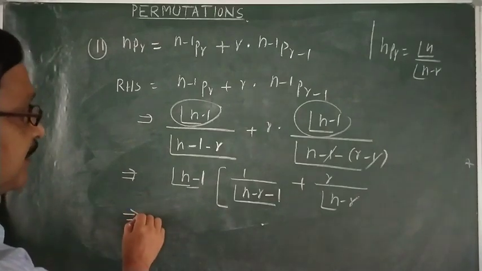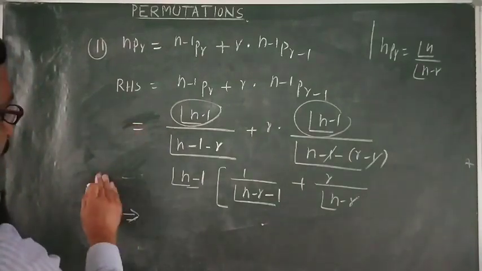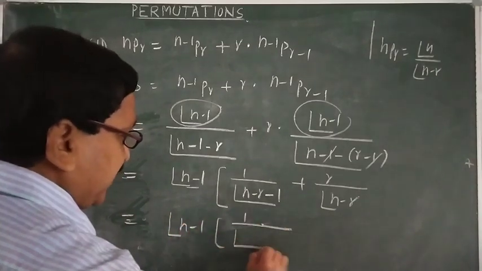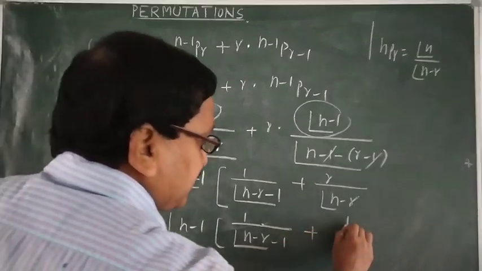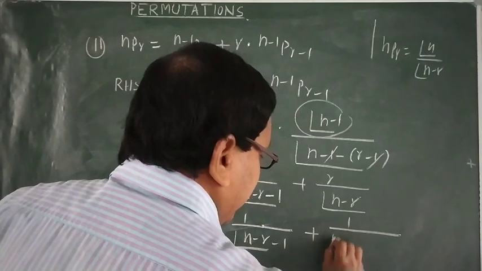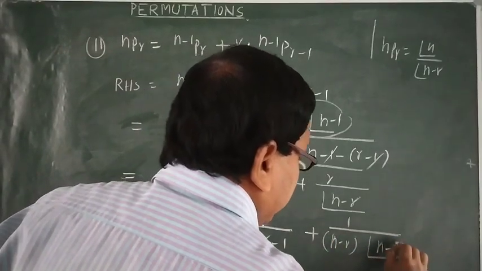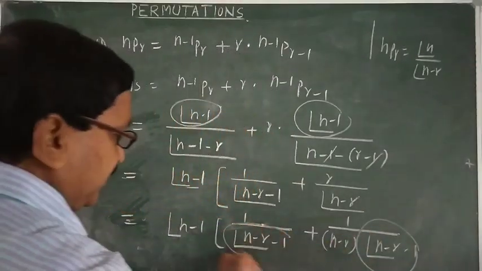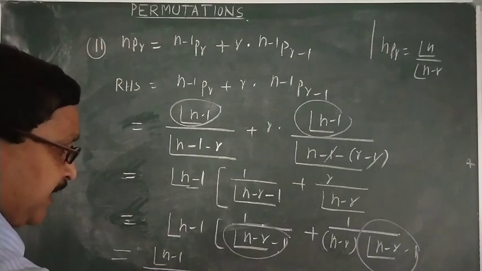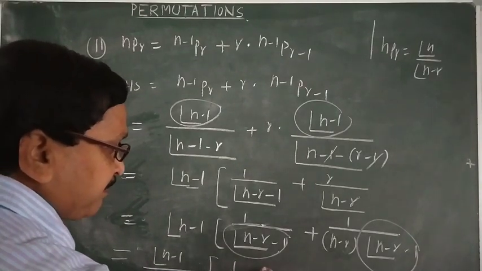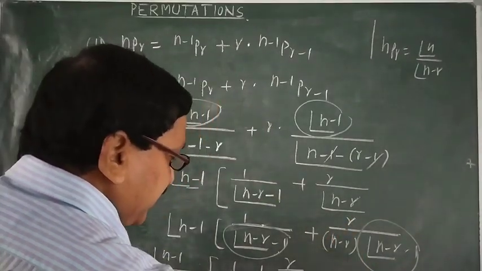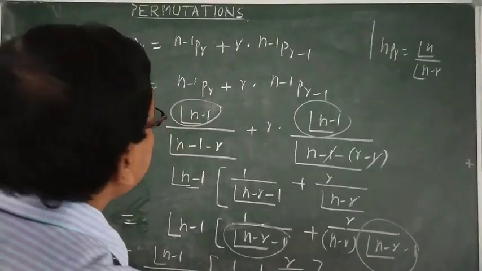Now move ahead. You can write this as factorial n minus 1 times 1 by factorial n minus r minus 1 plus r by factorial n minus r. Now, if n minus r is taken outside, we are left with n minus r minus 1. Again, this is common. So take out common, n minus 1 by factorial n minus r minus 1, times 1 by 1 plus r by n minus r. Now let us simplify this.